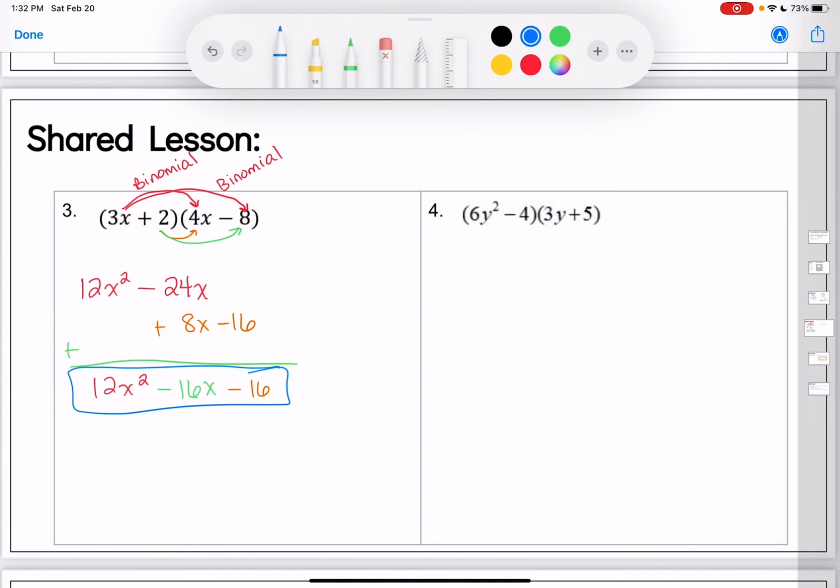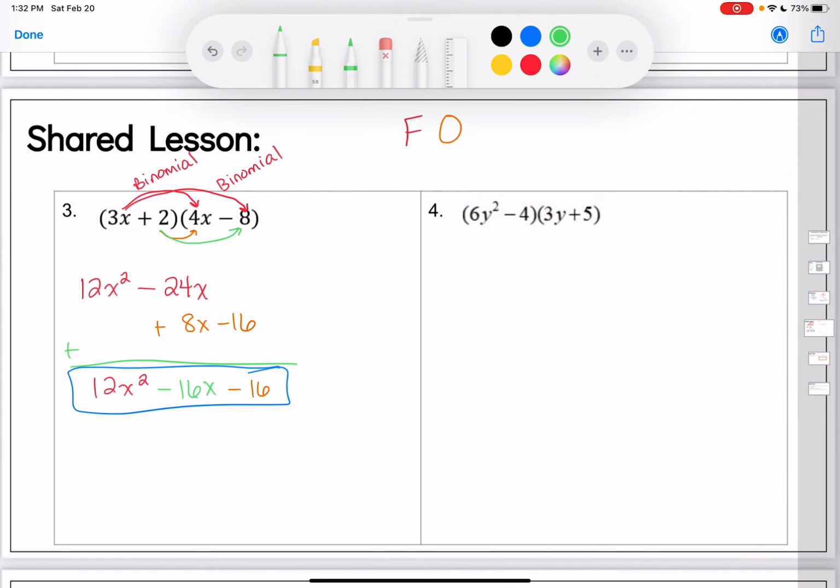Now, it just so happens that a binomial times a binomial is the most common way of multiplying polynomials. It just happens a lot. Binomials pop up more than any other type of polynomial in future math, in the real world, things like that. So because this happens so often, we actually give this process a special name. Now, all it is is distribute, distribute, right? That's all it is. But we call it something special, and what we call it is FOIL.